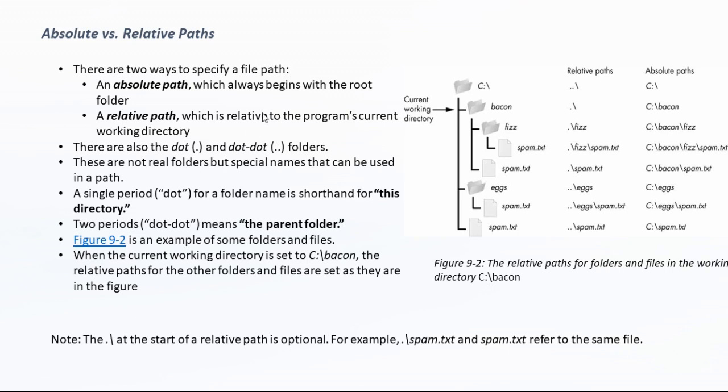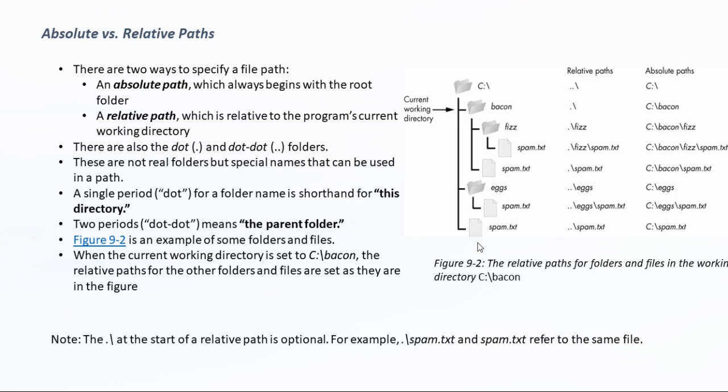There are also two things you might observe here, dot and double dot. You can see here there is a dot and there is a double dot. What's the difference? When you see a single period for a folder name, it is basically a shorthand for saying this directory. And two periods, double dot, means the parent folder. So a single dot means the present directory where we are now, or basically the current working directory. Double dot means the parent folder.